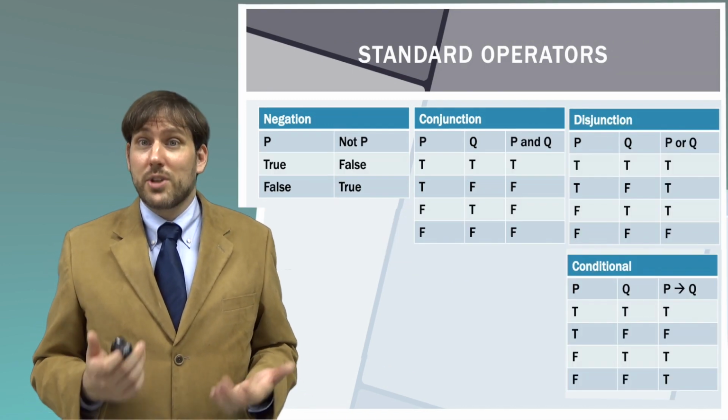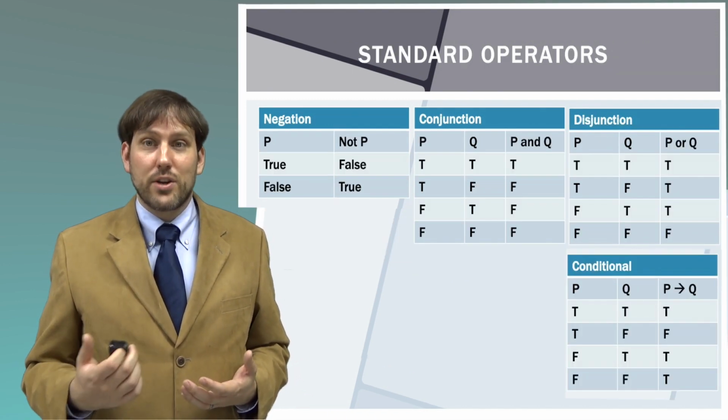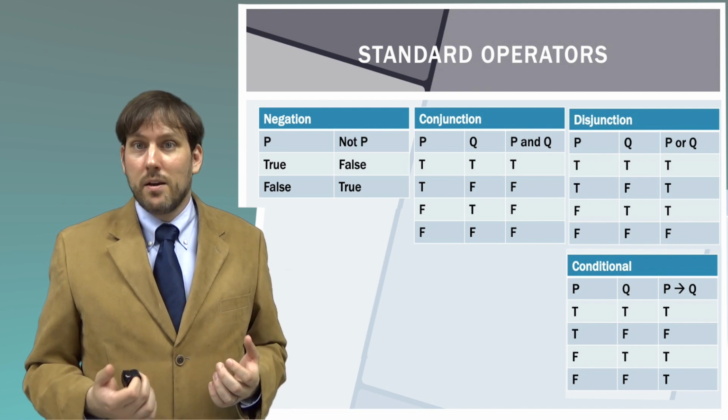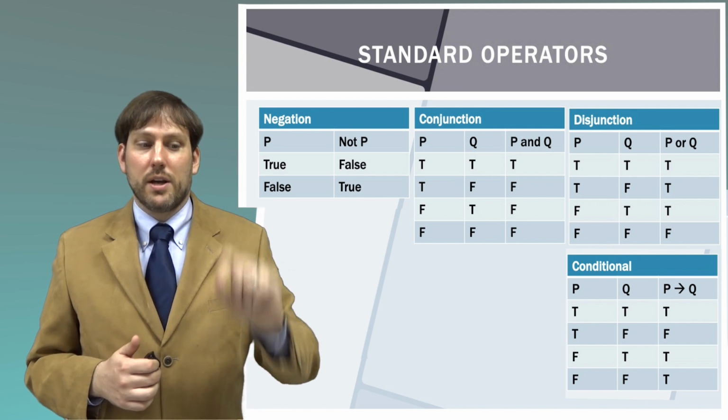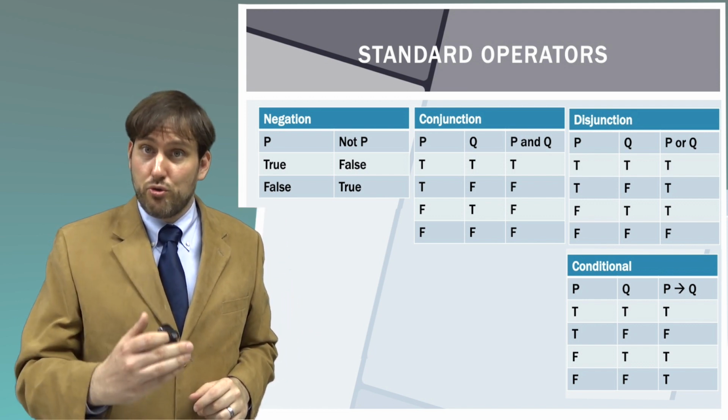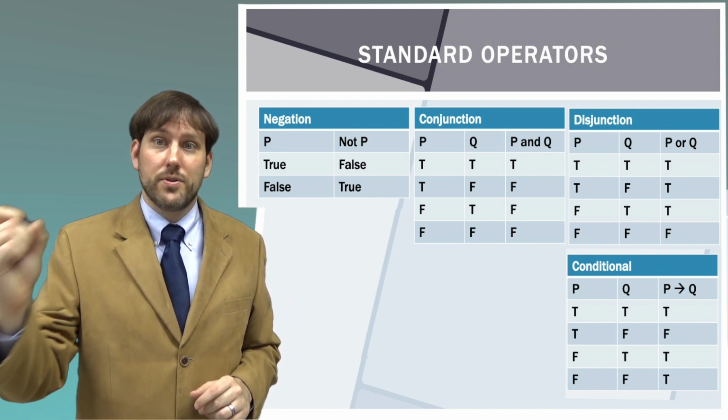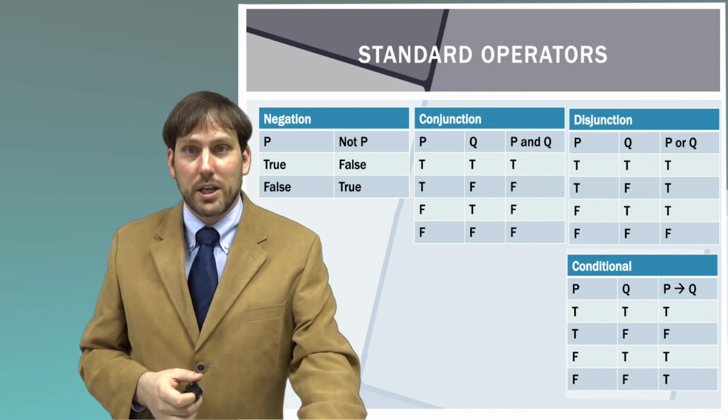So we also had some standard operators. I talked to you about negation. So for negation, we have P, and the negation of P is not P. Negation works on only one thing at one time. It takes something that is true and makes it false, and something that is false and makes it true. So this is the way that negation operates.